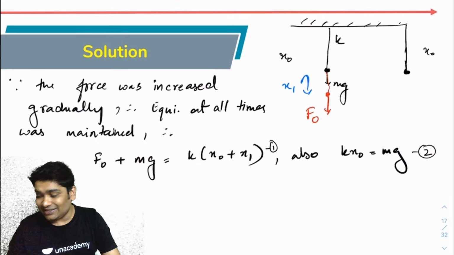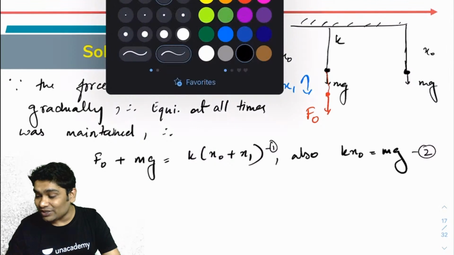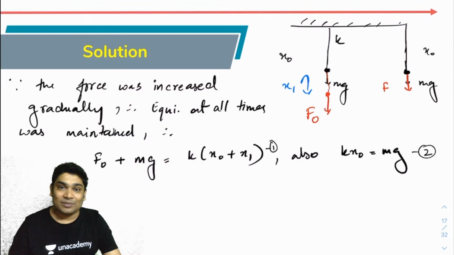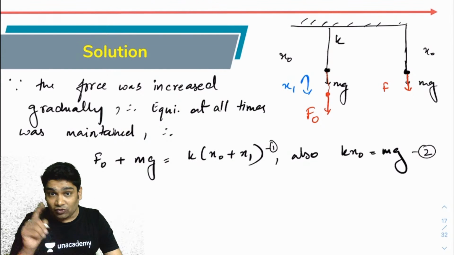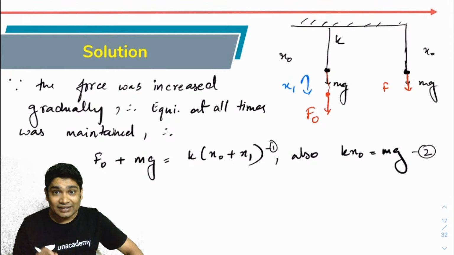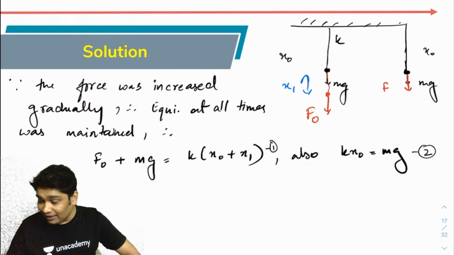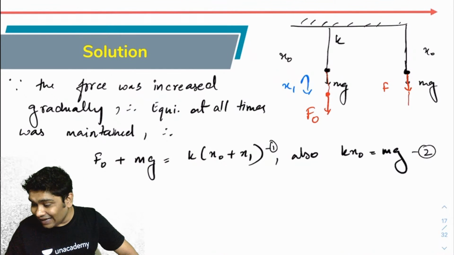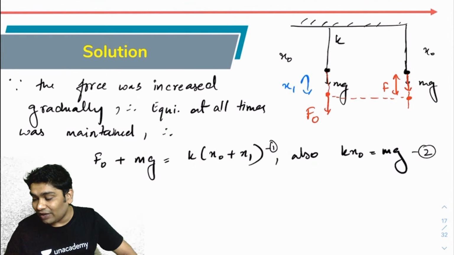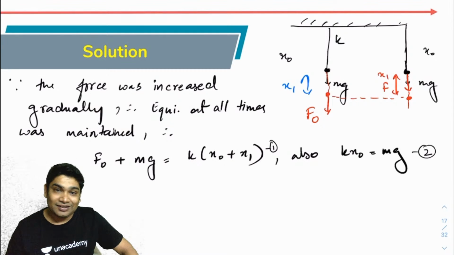So it already has elongation x naught and it has mg, and let's say some constant force F is applied. Now it would have accelerated first. Then at some point the net force would have been zero, and then it would have retarded, and at some maximum elongation it would have again come to rest. So I want it to go to the same value of x1 so that the string can break.